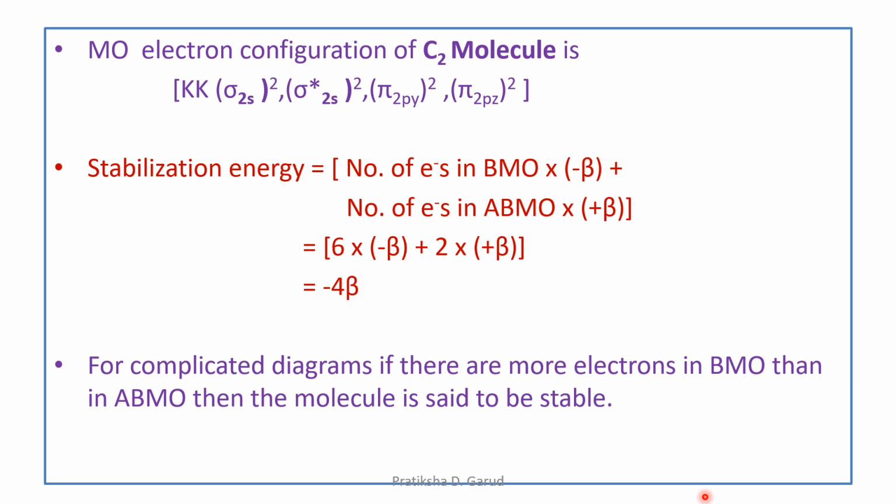Now, as we see, these diagrams are somewhat complicated. So in case of a complicated diagram, instead of calculating the stabilization energy by using this formula, we just say that when there are more electrons in bonding than in anti-bonding, the molecule is said to be stable. So here we can say that there are more, that means 6 electrons in BMO, and fewer, that means 2 electrons in the ABMO. That's why the carbon molecule is said to be a stable molecule.